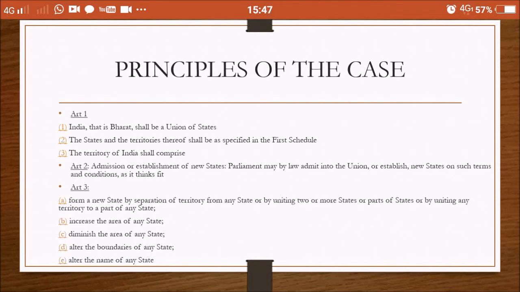This is not mentioned here, Article 3. The learned attorney contends that the words used in Article 3 Clause C are wide enough to include the case of the cession of territory in favor of a foreign country. We are not impressed by his argument.